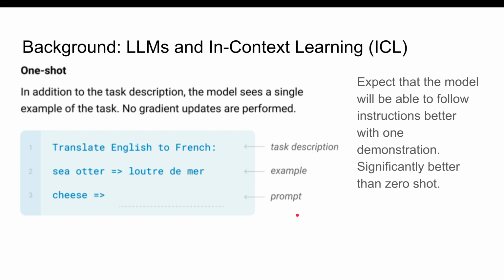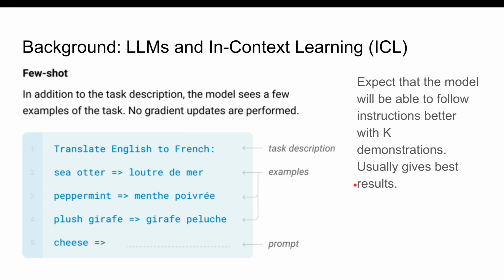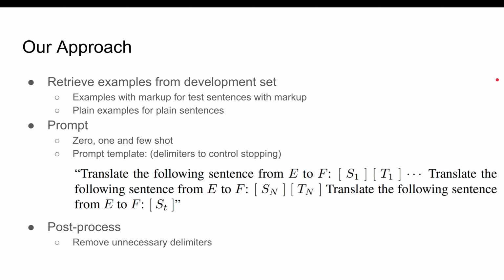And the extension of this is few shot, where instead of giving just one translation example or just one demonstration example, we consider multiple demonstration examples. And finally, we prompt the model for the translation for the desired sentence or word. Following the principles of in-context learning, our approach was to retrieve examples from the development set, where we used examples with markup for test sentences with markup and plain examples for plain sentences. We worked with 0, 1, and few shot prompting, where in few shot settings we employ 4 shot, where 4 examples were used for prompting.